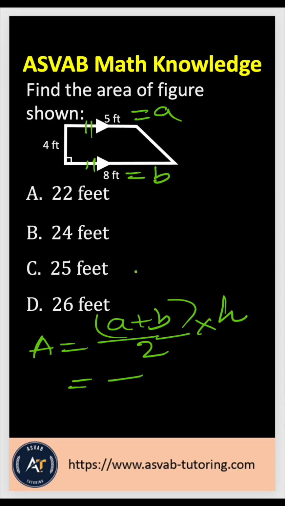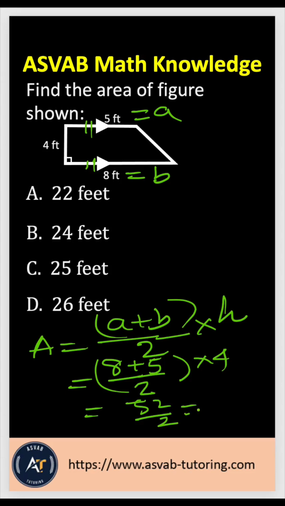So if you plug in the values, that gives you 8 plus 5 over 2 times 4. So 8 plus 5 is 13, times 4 is 52, divided by 2 equals 26. So that is the correct answer, option.